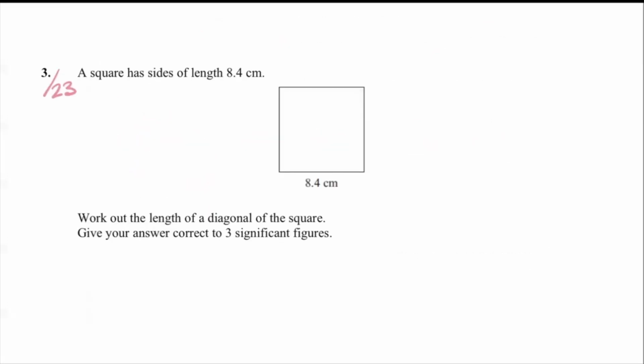Okay, we have a square with length 8.4, and we've got to work out the length of the diagonal. I'm going to put that diagonal in so that I can see it. I could have done it this way. It makes no difference. And I can see that this is a sneaky little Pythag. This edge is also 8.4. My right angle is here.